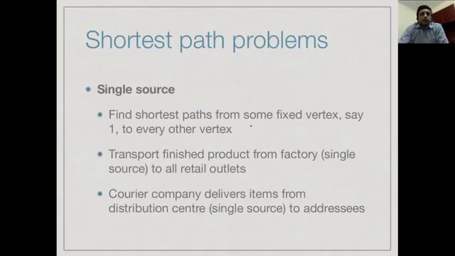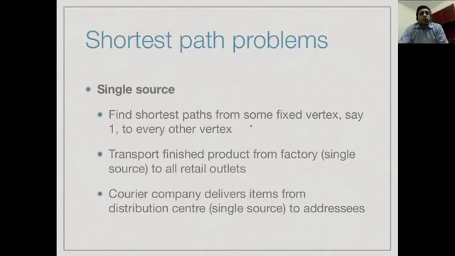Supposing you are a manufacturer and you have a factory where you make all your items. Now you have to distribute these items across the country. So how do you find the shortest way to transport your items from the factory, which is a single point, to all the places where they can be sold, to all the retail outlets?